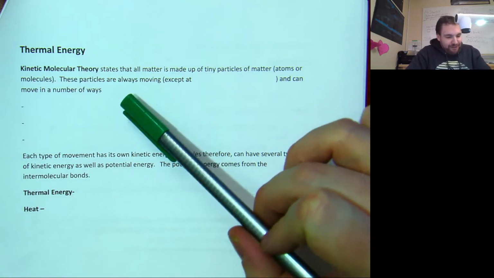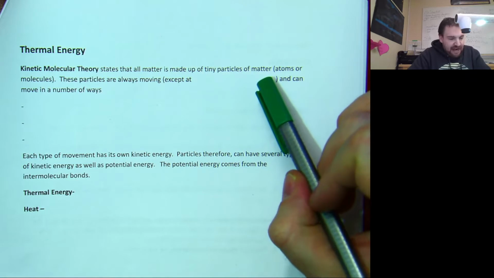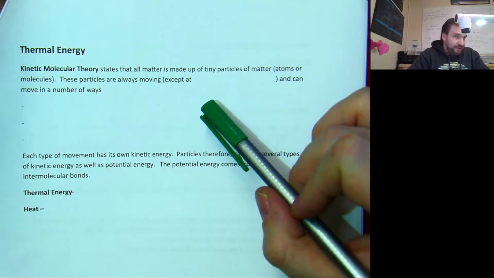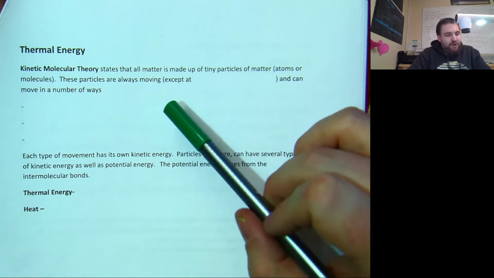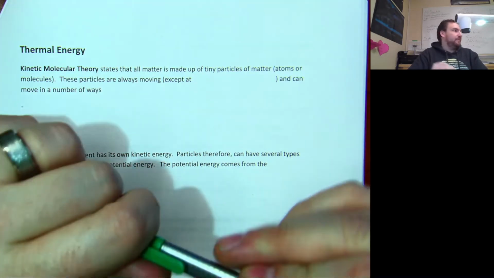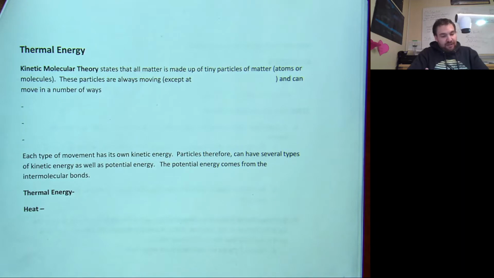The kinetic molecular theory states that all matter is made up of tiny particles, atoms or molecules. And I'm not going to go into the distinction between those two because you should have done it in either Chem or Science 9. These particles are always moving except when? These particles, atoms or molecules that make up everything, are always moving except at one particular state.